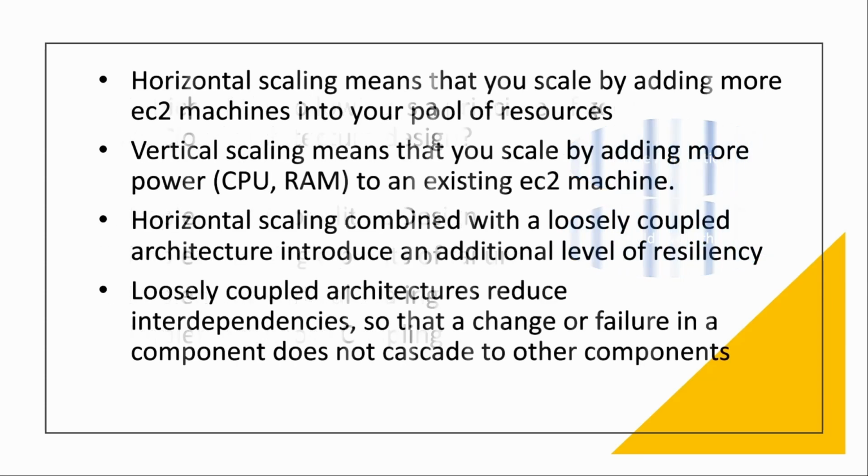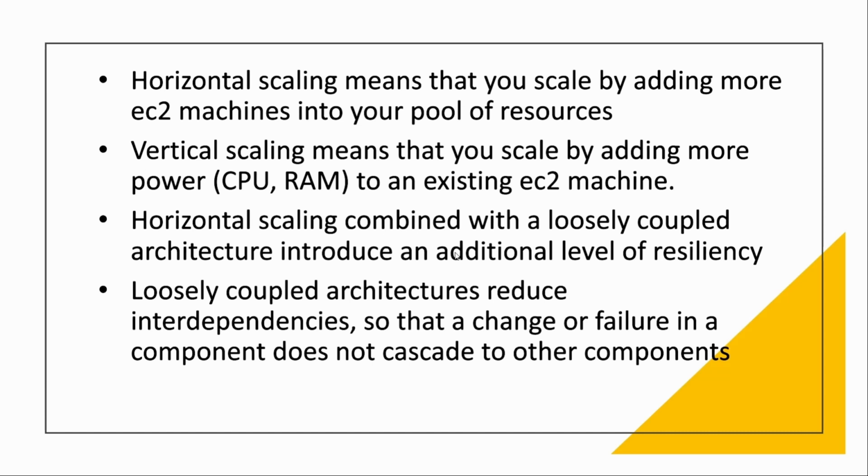Then coming to vertical scaling. Now let me explain what is horizontal and what is vertical. Horizontal scaling means that you scale by adding more EC2 machines into your pool of services. That means if you're not able to manage with one machine, you add another machine, then a third machine, a fourth machine. This way you keep on adding resources. Vertical scaling means that you add more power to an existing EC2 machine. Suppose you can increase the RAM, or increase the vCPU limit.